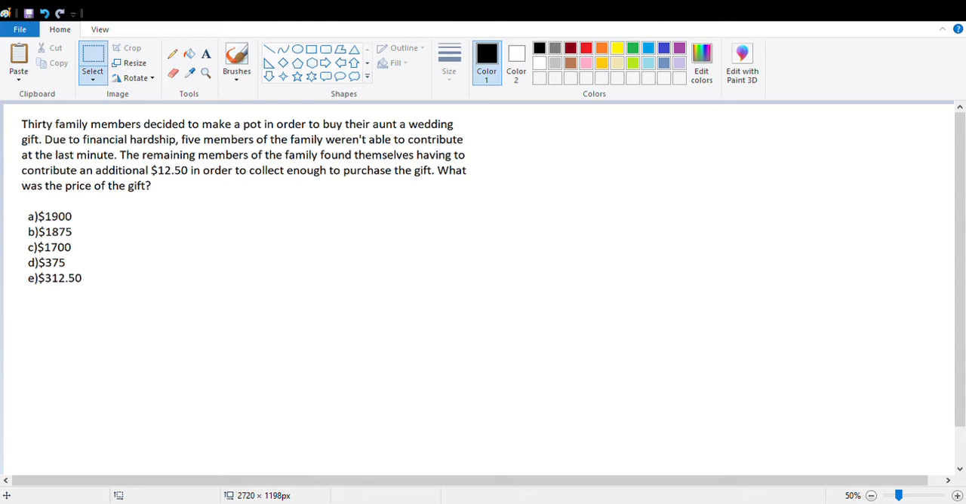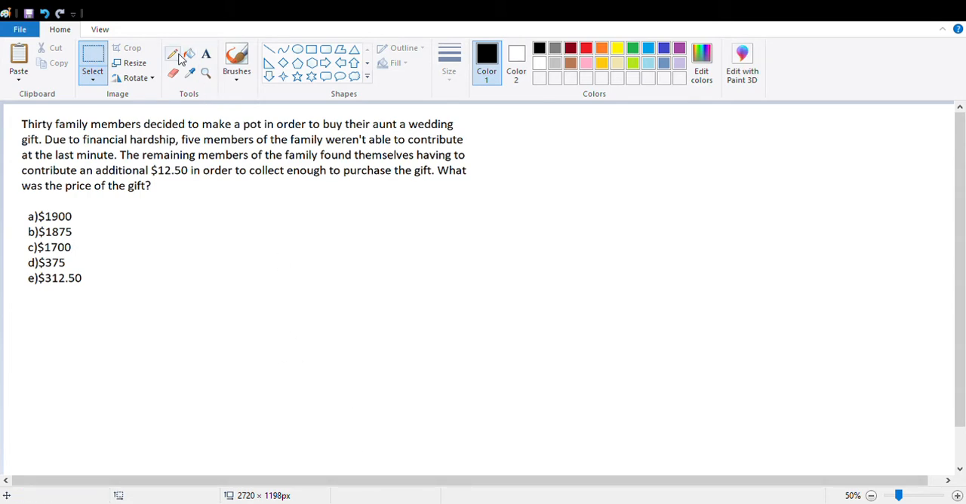It says, 30 family members decided to make a pot in order to buy their aunt a wedding gift. Due to financial hardship, 5 members of the family weren't able to contribute at the last minute. The remaining members of the family found themselves having to contribute an additional $12.50 in order to collect enough to purchase the gift. What was the price of the gift?